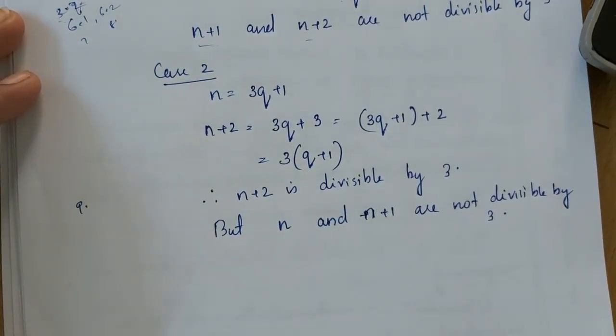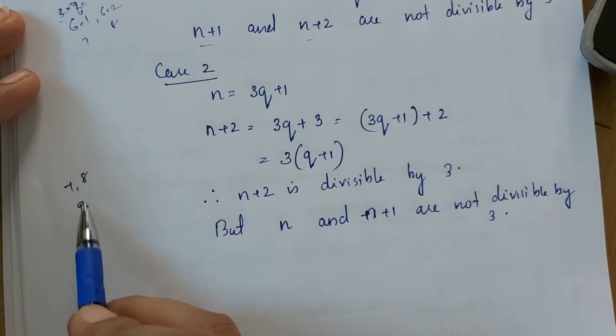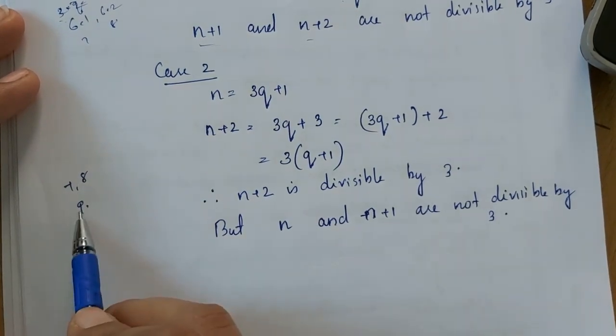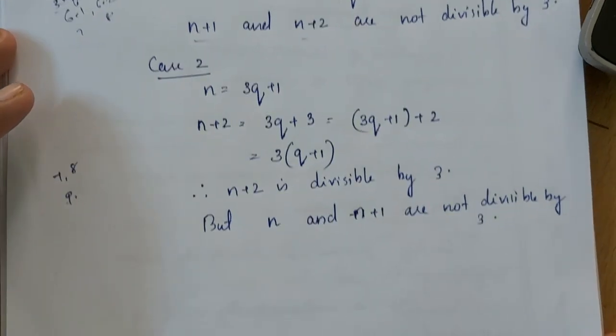This is such a condition. 9 is divisible by 3, then 7 and 8, n plus 1 and n, are not divisible by 3. This is n plus 2. Then 7 and 8 are not divisible by 3.